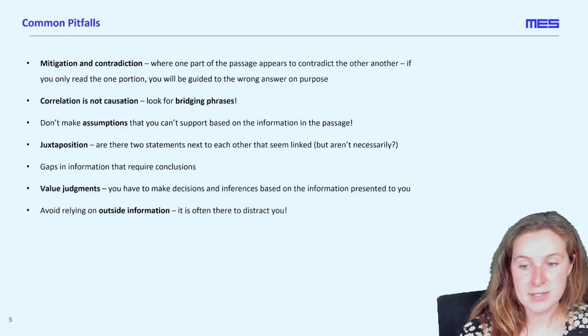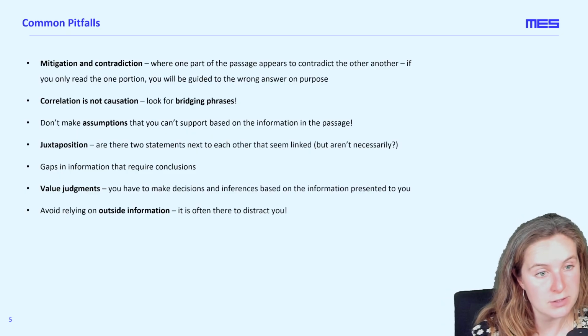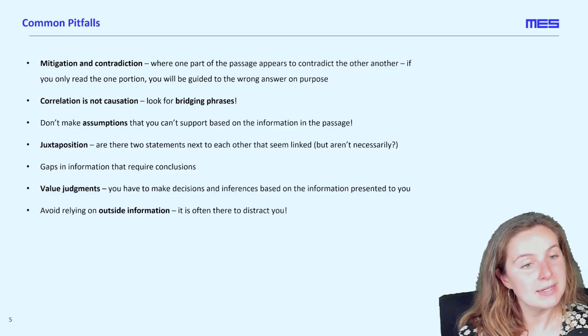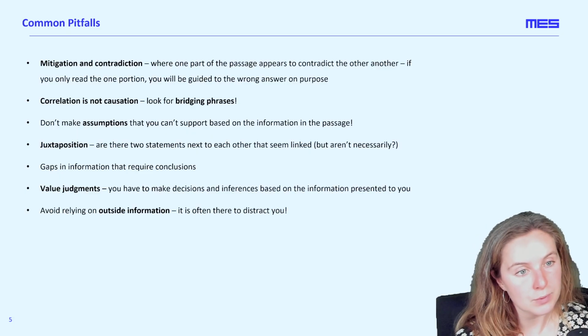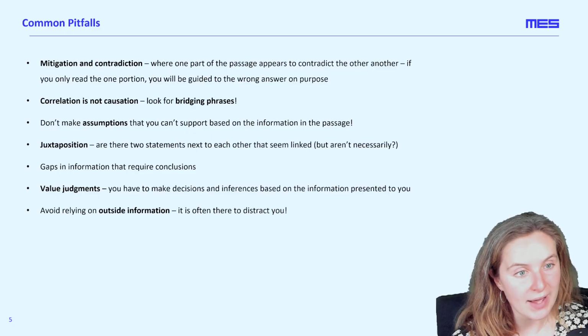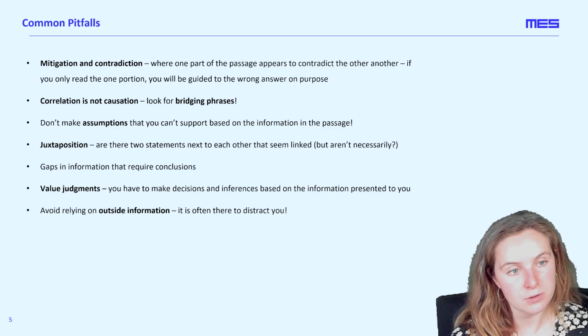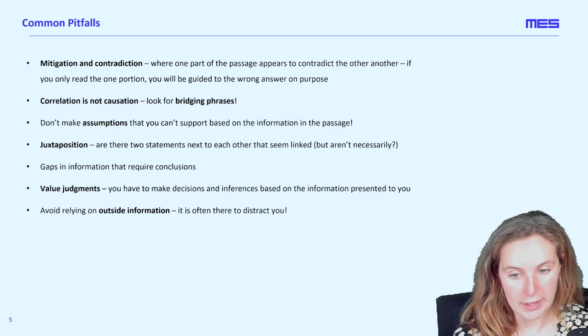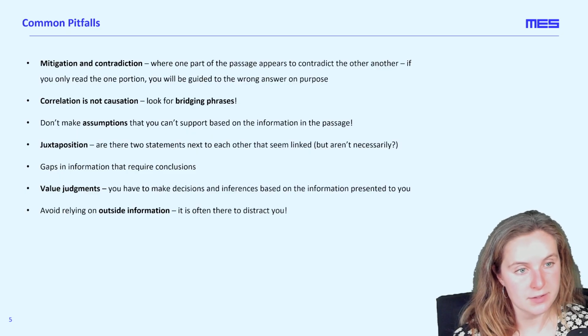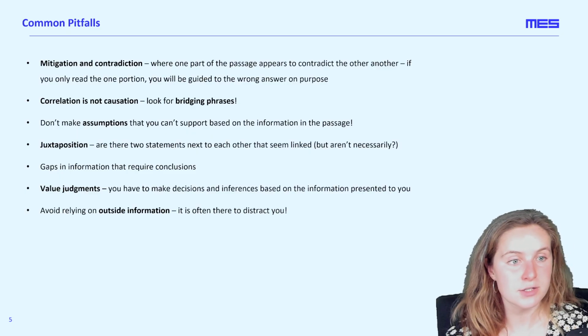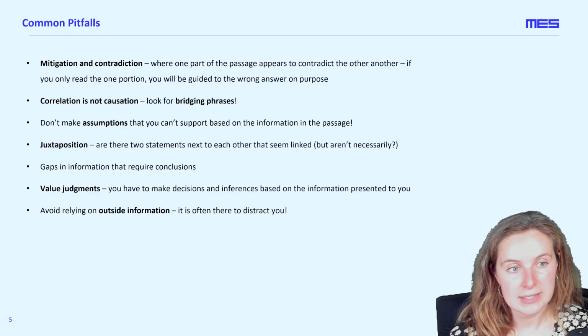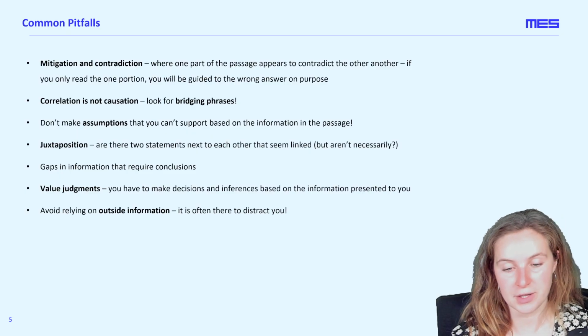Don't make assumptions that you can't support based on the information in the passage. It might seem logical to you in the real world to make that assumption, but the passage and the exam know that, and they are trying to assess if you can take the information you are given and make conclusions based on that in a logical way. So don't assume that just because two things are presented in the same passage, that they are actually linked or have anything else to do with each other.